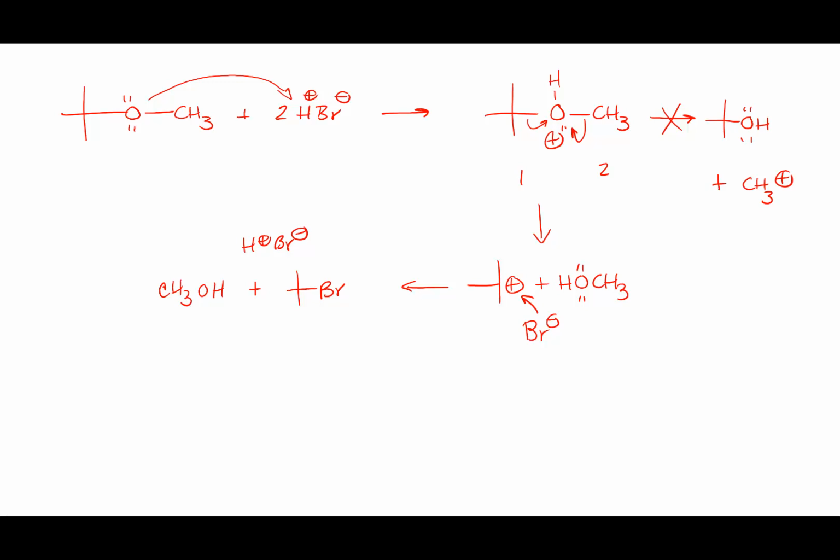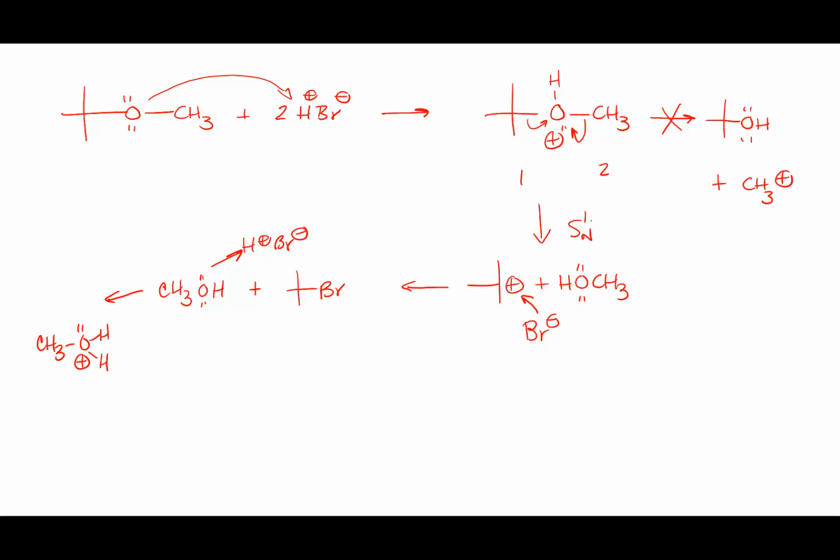Three words. Protonate the oxygen. Okay, so now I'm going to make that oxonium ion. Let's take a step back here. What mechanism did I do for the first product? SN1. So the first step was an SN1 step. Why? Carbocation intermediate. All right, so I did SN1 first.